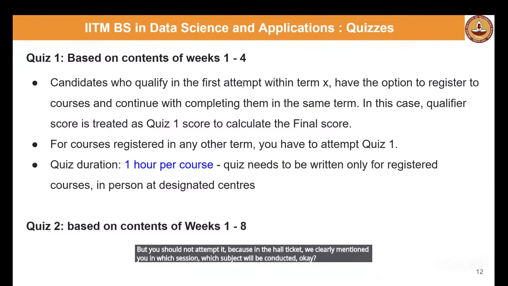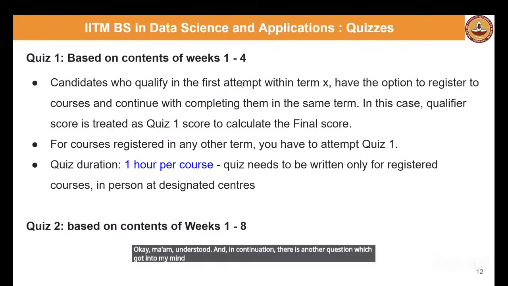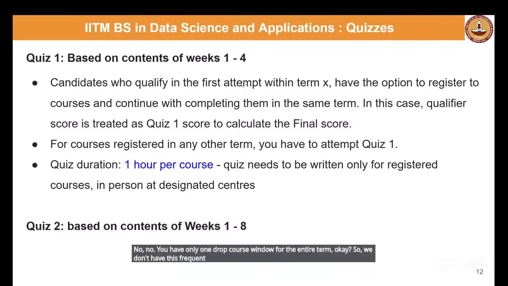Understood, ma'am. In continuation, there is another question. If we do not take this decision before the fourth week, before quiz one, do we have any option to drop courses in the 8th week, before quiz two? You have only one drop course window for the entire term. We don't have frequent intervals of dropping. That will be operationally difficult for us also, to see which student has dropped and all.